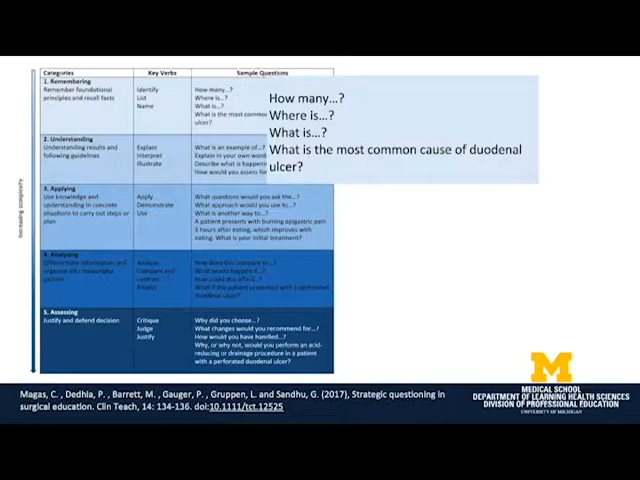In this case, the authors are surgical educators, and so the question is, what is the most common cause of duodenal ulcer? But taking our elective repeat cesarean section question, you could say, what might be indications for an elective repeat cesarean section? Or you could flip it, say, why might someone want to not have an elective cesarean?